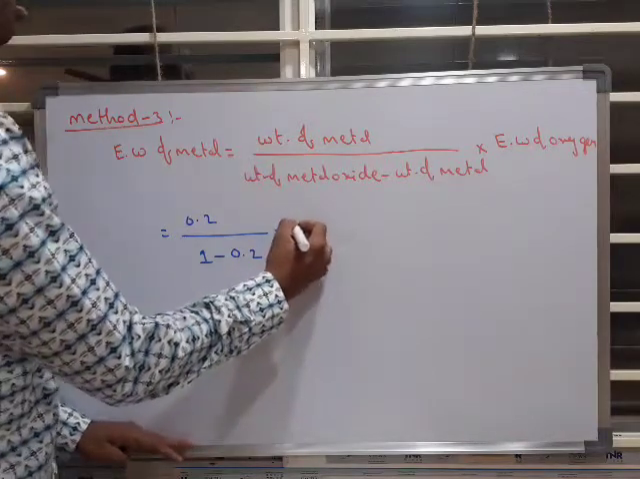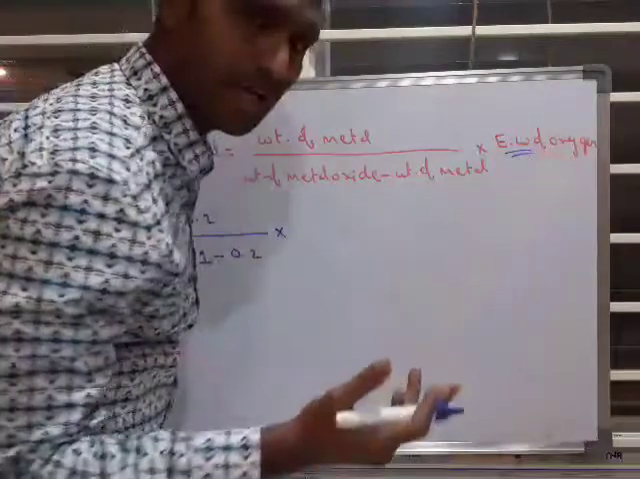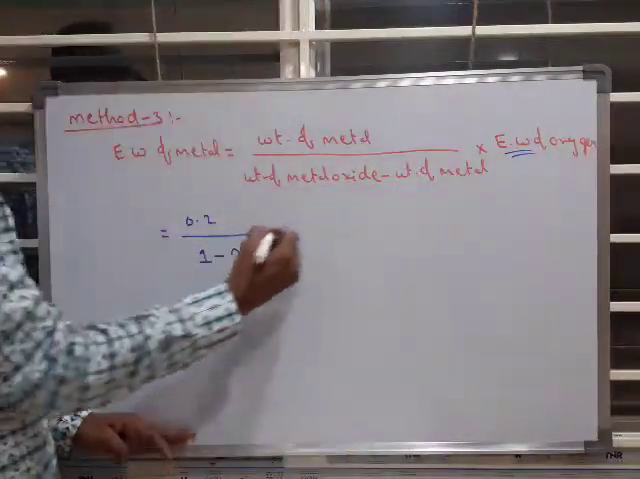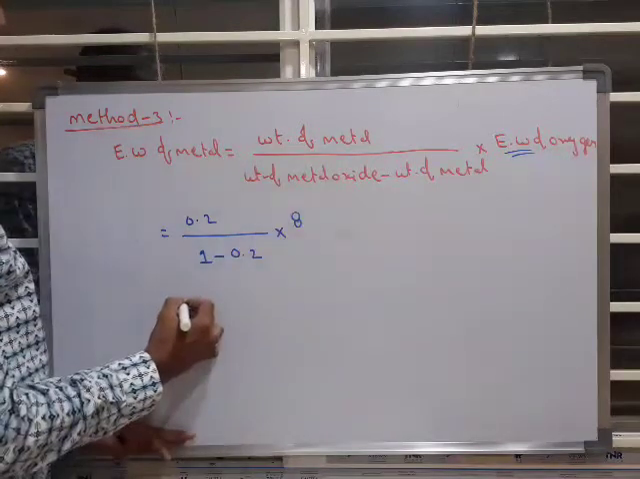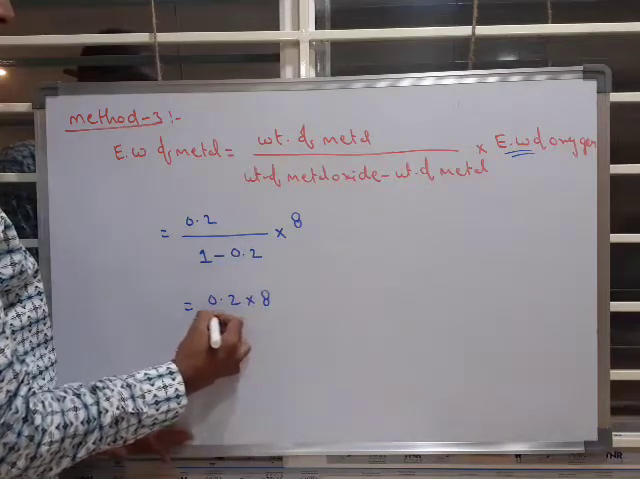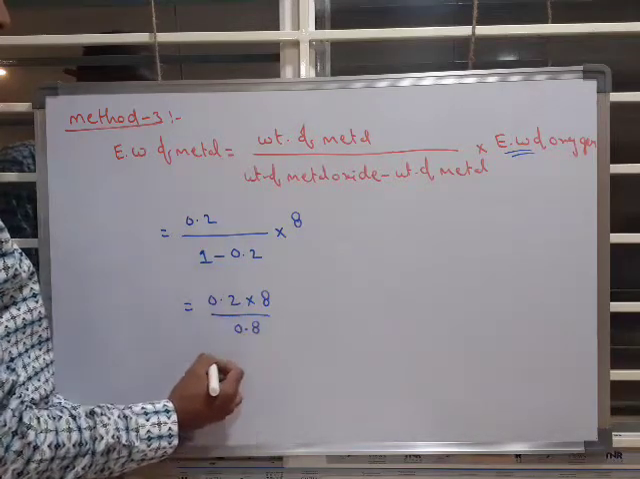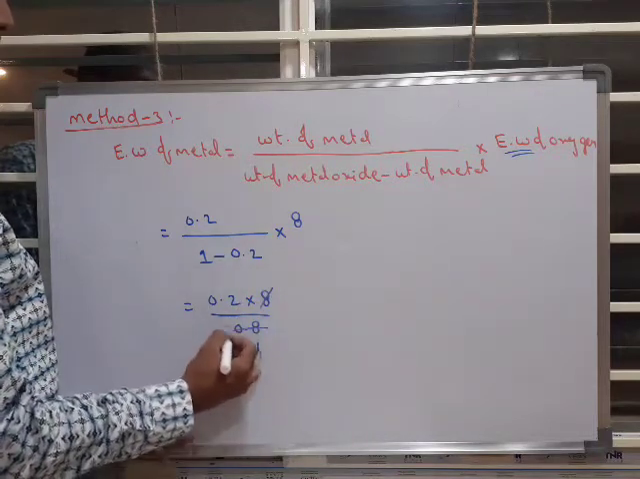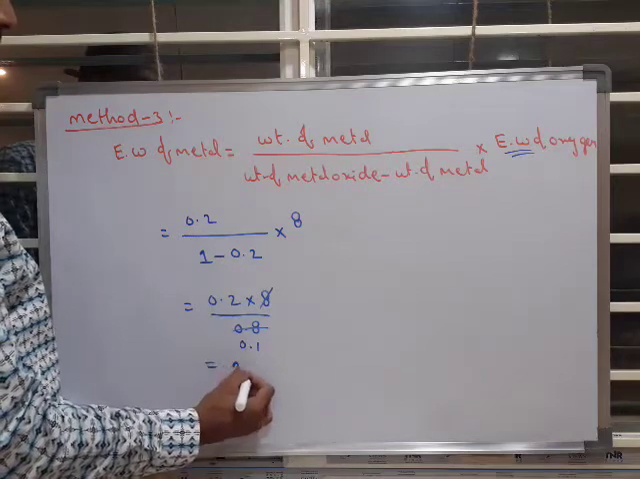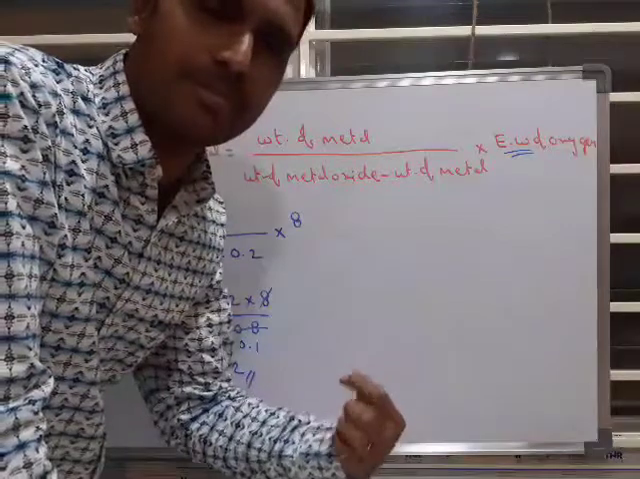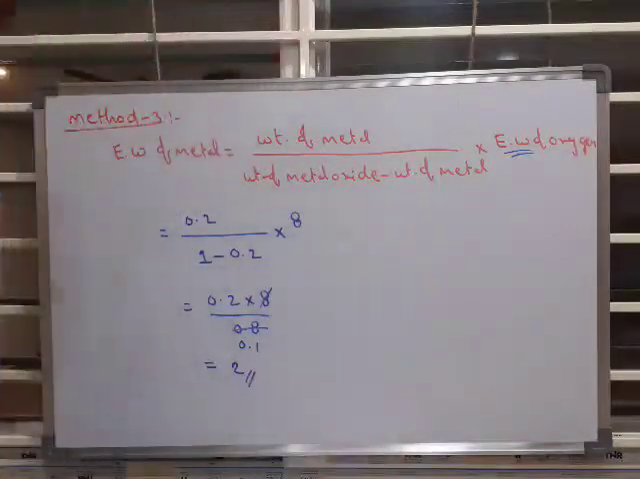The equivalent weight is simply atomic weight by valency, which gives 8. So 0.2 by 0.1 is equal to 2. Okay, so this is the direct formula. This is obtained from the second method. Okay, now we see one more problem.